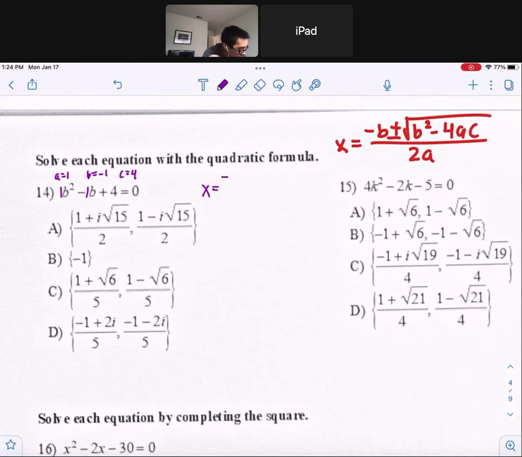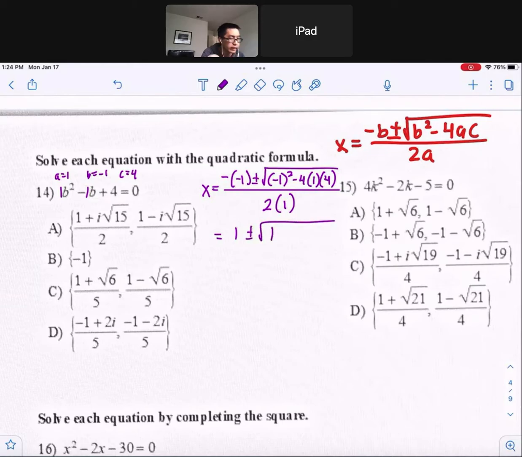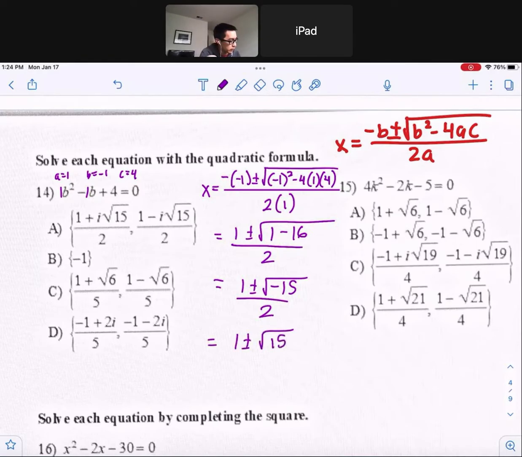So following the formula, negative our B value, -1, plus and minus the square root of -1 squared minus 4 times our A, which is 1, times our C, which is +4, all over 2 times A, which is 2 times 1. Negative of -1 is +1. -1 squared is +1. -4 times 1 times 4 is -16. All over 2 times 1, which is 2. So 1 plus or minus the square root of 1 minus 16, which is -15, all over 2. Remember, when you get a negative inside the square root, it becomes the square root of 15i all over 2. So our answer is going to be A.